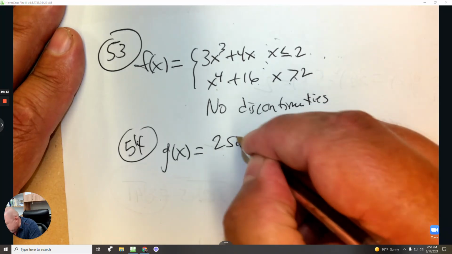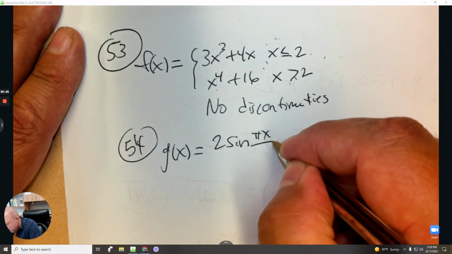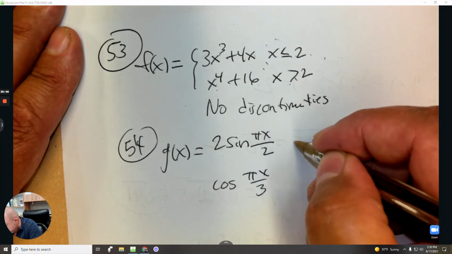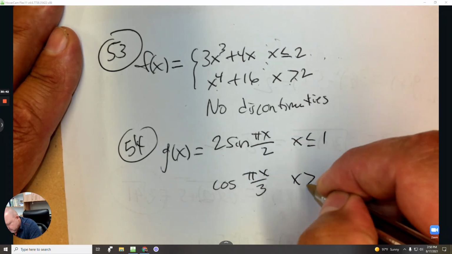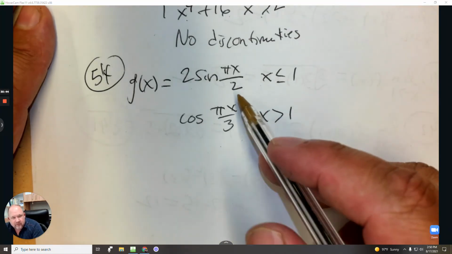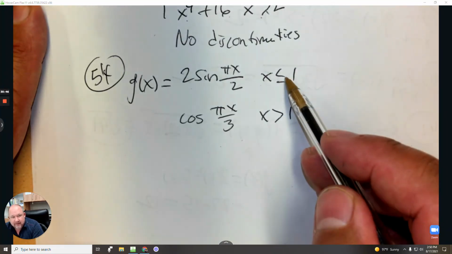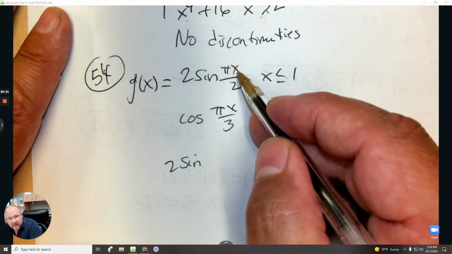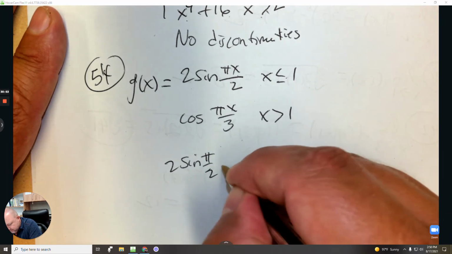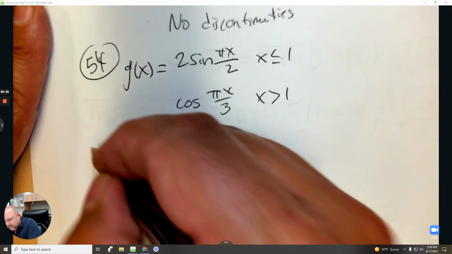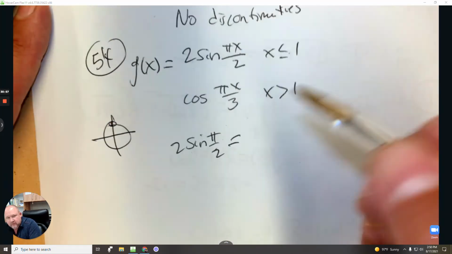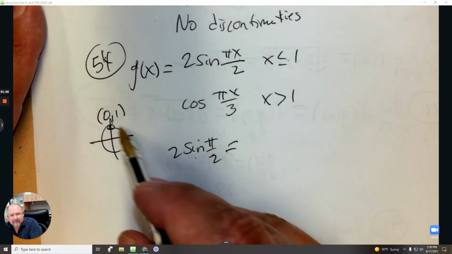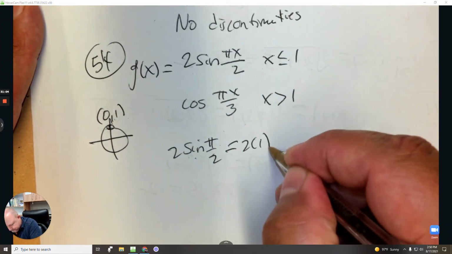2 sine pi x over 2, cosine pi x over 3. So there are no discontinuities for each piece, but I need to plug 1 into the top and see what the answer is. So if I plug in 1 for x, it's pi over 2. The value of sine at pi over 2, that's at the top of the unit circle. That point there is (0, 1). The y value there is positive 1.